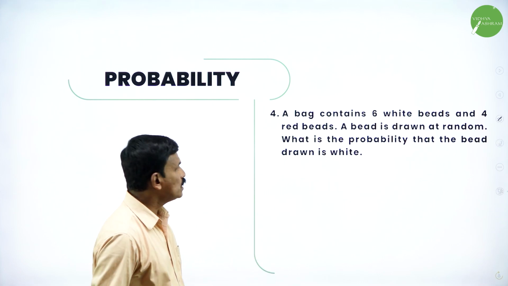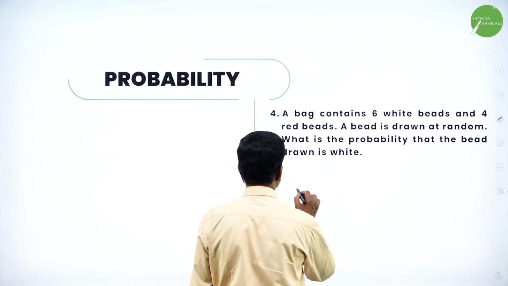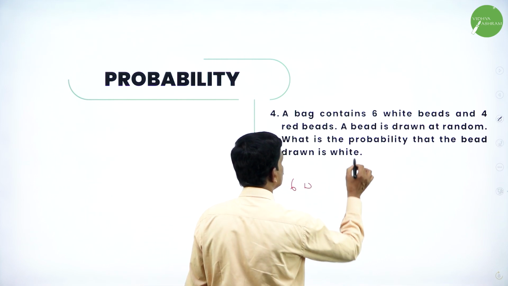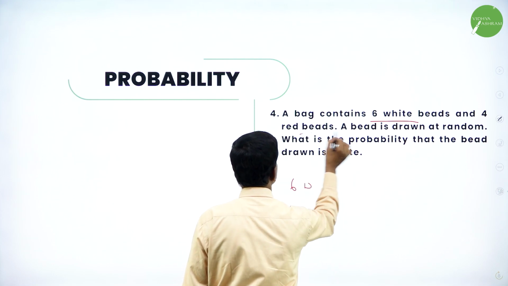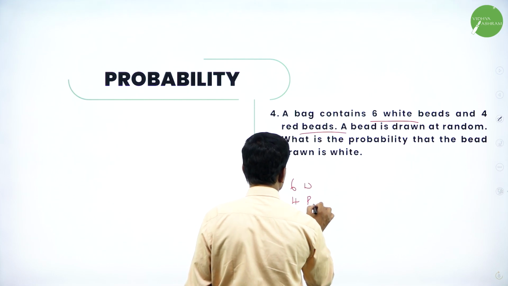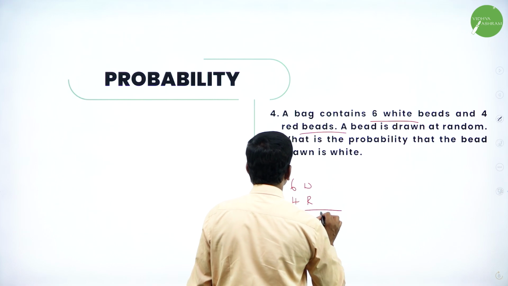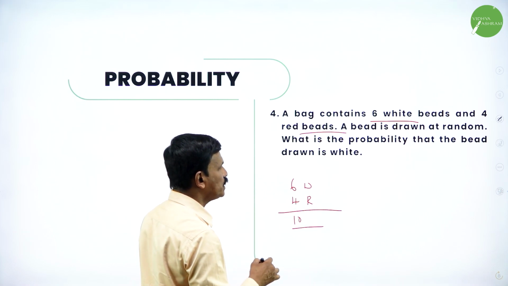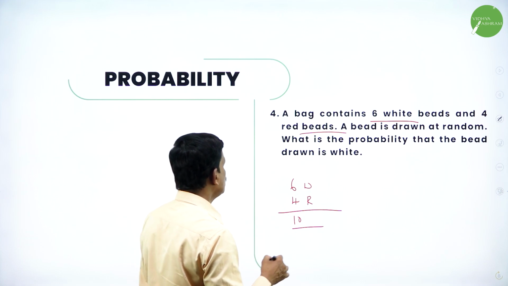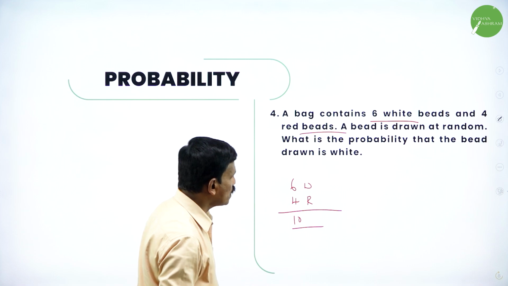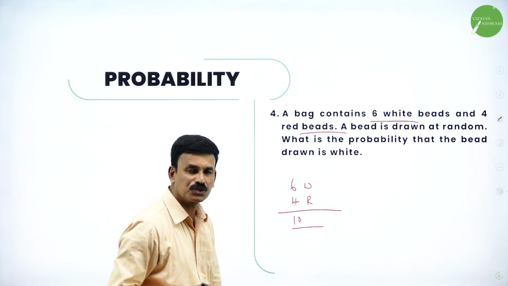Very simple problem. A bag contains 6 white beads and 4 red beads. So 6 and 4, totally 10. A bead is drawn at random. What is the probability that the bead drawn is found to be white?